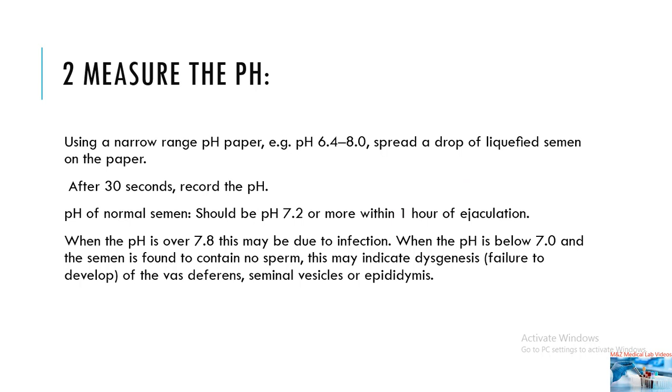The second step is to measure the pH. Using a narrow range pH paper, that is pH 6.4 to 8.0, spread a drop of liquefied semen on the paper. After 30 seconds, record the pH. The pH of normal semen should be 7.2 or more within 1 hour of ejaculation. When the pH is over 7.8, this may be due to infection. When the pH is below 7.0 and the semen is found to contain no sperm, this may indicate dysgenesis, failure to develop, of the vas deferens and seminal vesicles or epididymis.